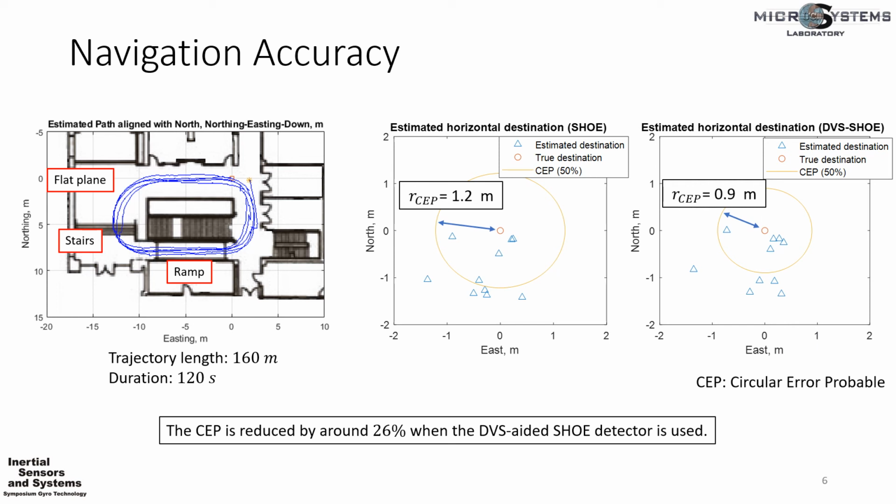The improvement in navigation accuracy is the result of the improvement in performance of zero velocity detection. This series of experiments shows that the CEP is reduced by around 26% when the DVS shoe was used.